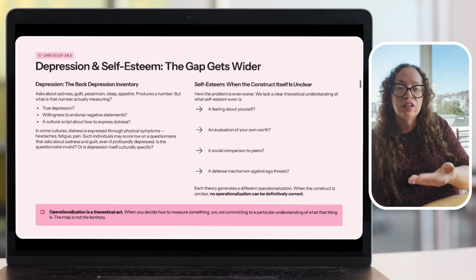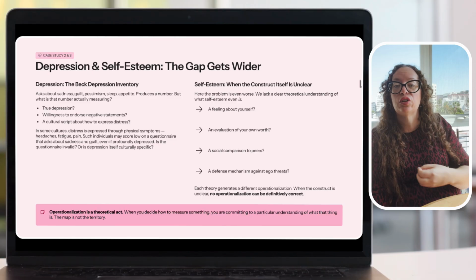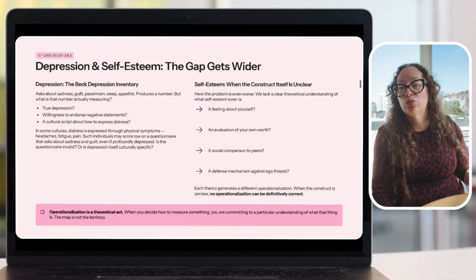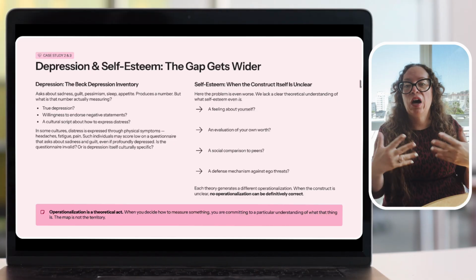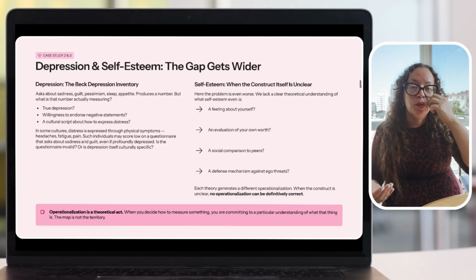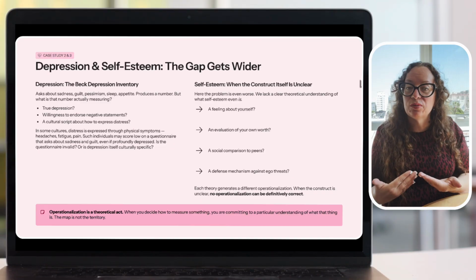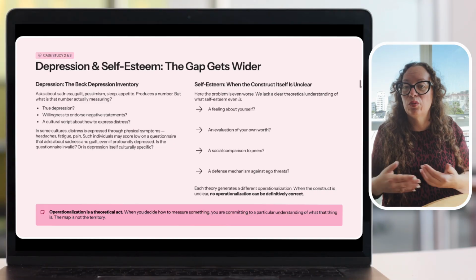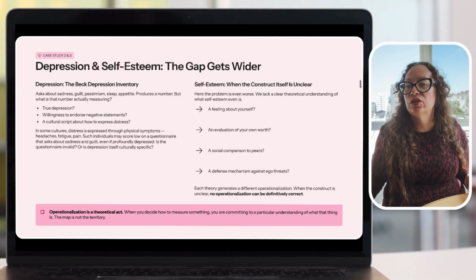Different theories give different answers, and different operationalizations follow from different theories. So if self-esteem is a feeling, you might measure it by asking people how good they feel about themselves. If you think it's an evaluation of their self-worth, you might ask them to rate their own qualities. If you think it's social comparison, you might measure how they see themselves relative to their peers. But these might actually be measuring different things. Someone might feel good about themselves, but rate their qualities as average. Someone might see themselves as better than their peers, but still feel bad.